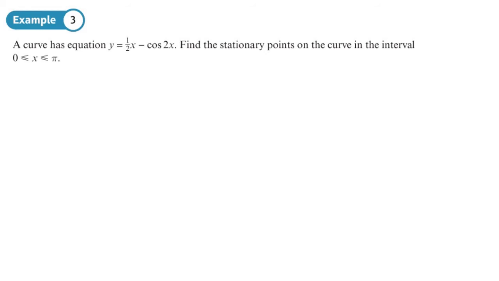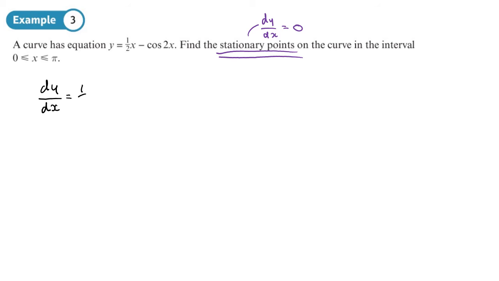First thing, finding stationary points. Now what do we know about stationary points? dy/dx equals 0 at a stationary point. So first thing we want to do is to differentiate this expression we have.